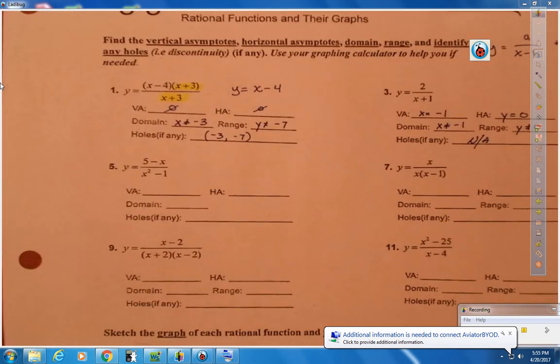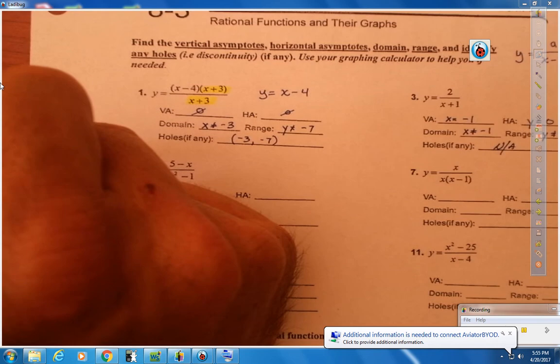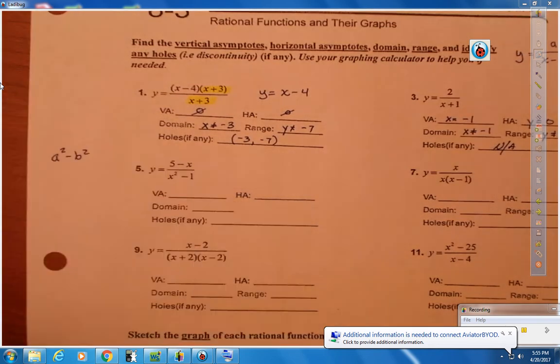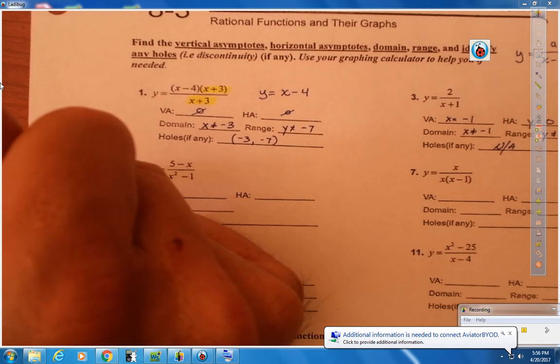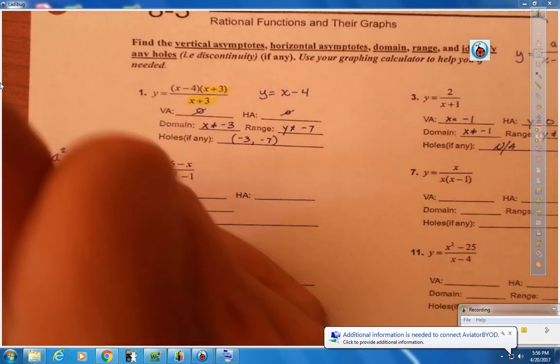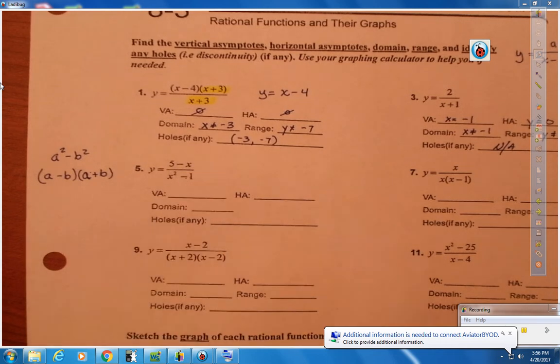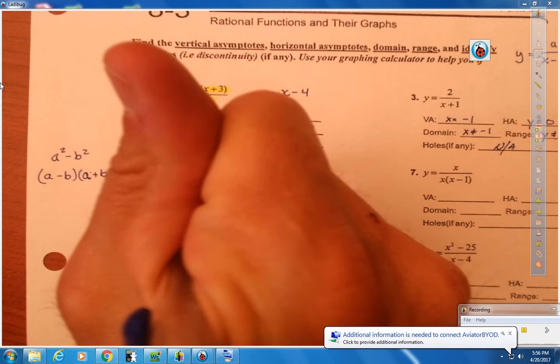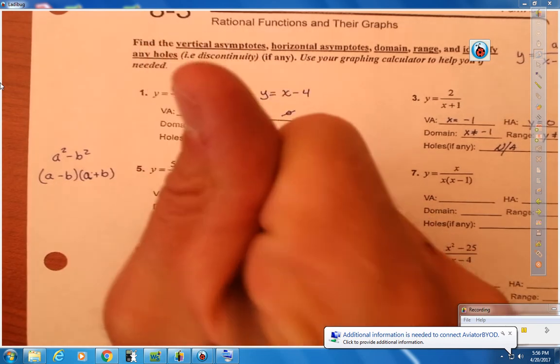Okay? Number 5, the bottom can be factored. And if you guys don't remember, we had the difference of two squares, a squared minus b squared. And the difference of two squares factors into a minus b times a plus b. Well, this is x squared minus 1 squared. 1 squared is 1. So this is the same as 5 minus x over x minus 1 times x plus 1.